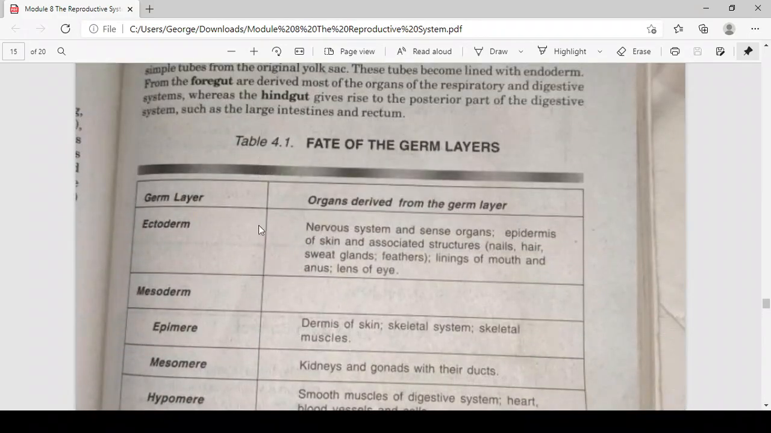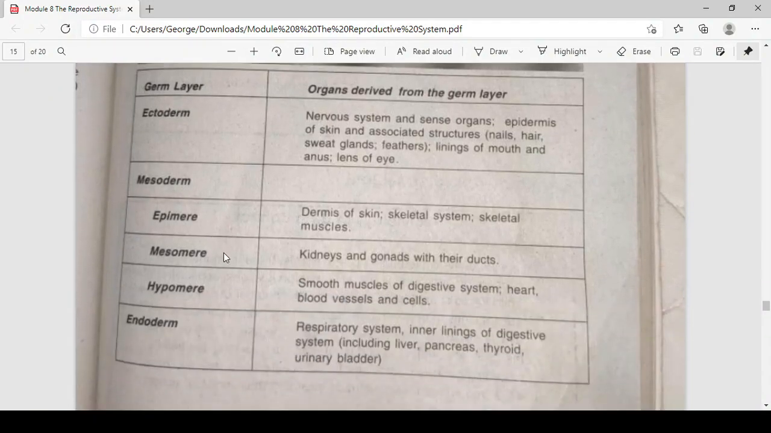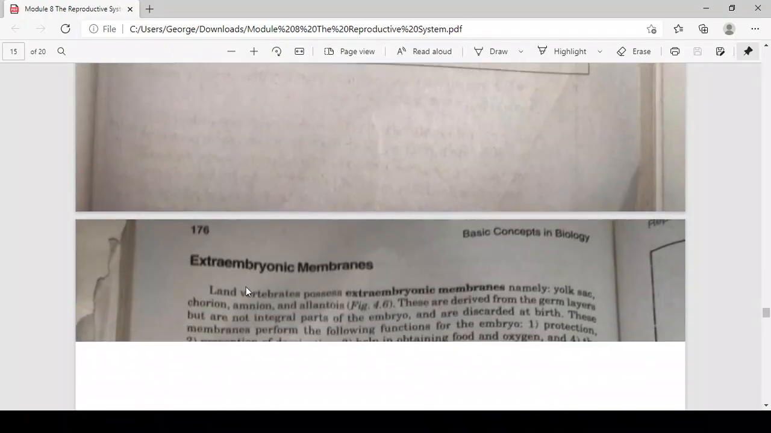So kids, these are your organs derived from your germ layer. That is this function, your ectoderm, your mesoderm, epimere, mesomere, hypomere, and endoderm.